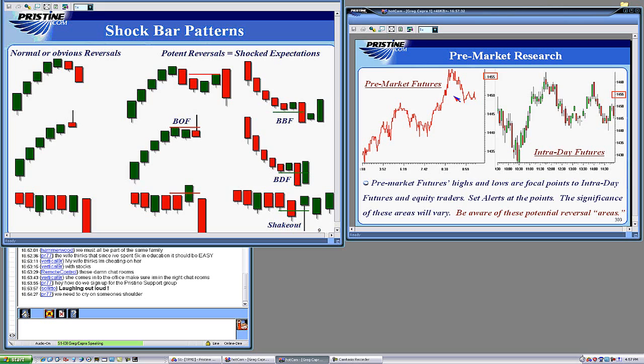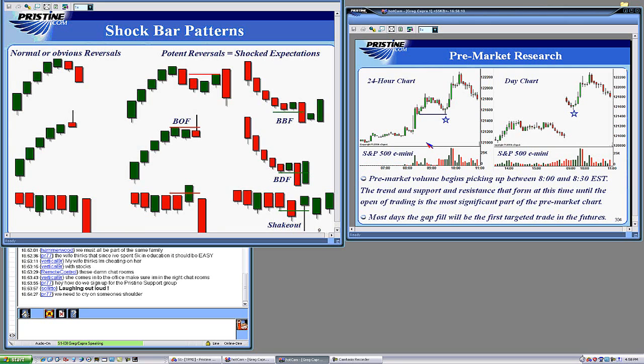Pre-market futures. Markets are trading before the open. Those pre-market highs and lows will come into play. As prices push up into those areas of those highs, they're going to have an effect on the market. If you don't have the futures, don't get too hung up on this. If you don't have futures, just watch the SPY and the QQQ, and look at the gap fill and support and resistance, and how that's going to affect the market.